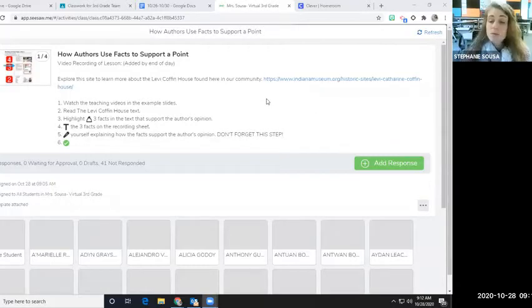So today we are going to see how authors use facts and opinions to support their viewpoint. And someone has a viewpoint of a place called the Levi Coffin House, and we're going to see what their views are.